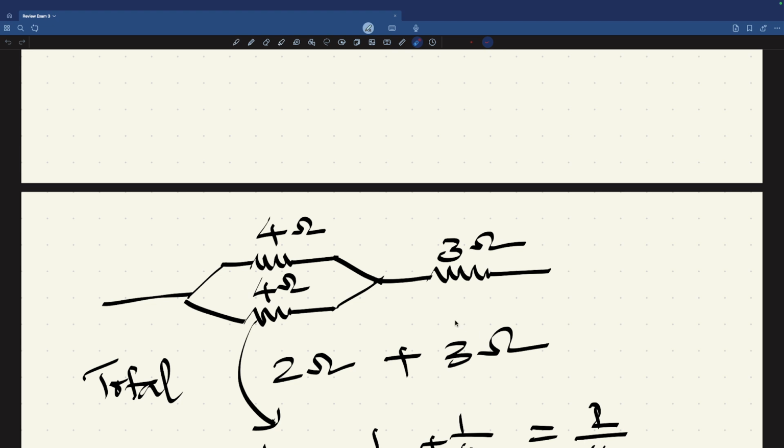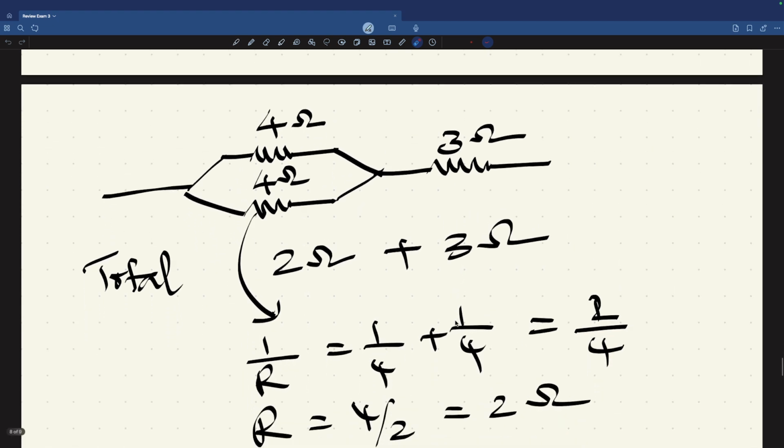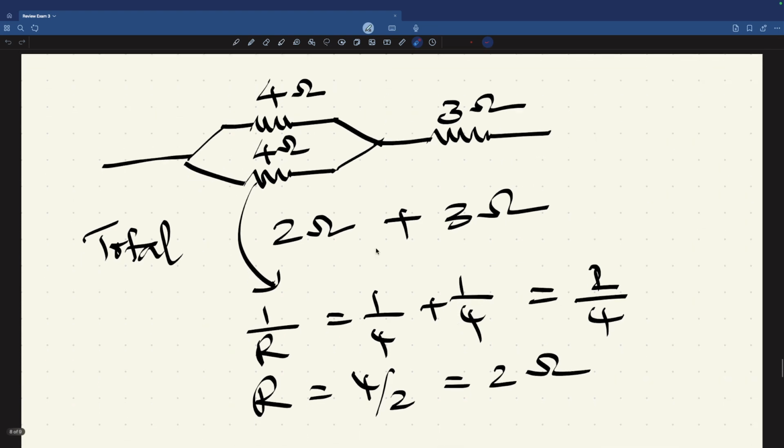Here is an electrical circuit. This is one of the problems. You have to recognize that these two resistances, 4 ohms and 4 ohms, are connected in parallel, while the 3 ohms is connected in series. So that's what you have to know.